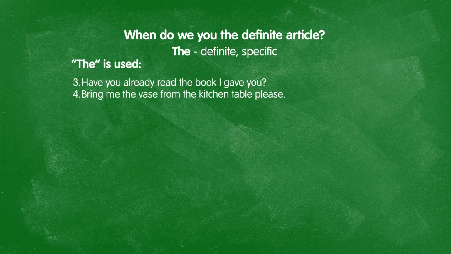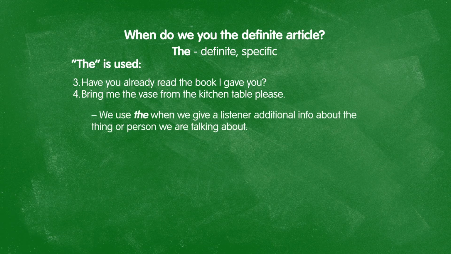Another example that we could say would be, have you already read the book I gave you? Or another example, please bring me the vase from the kitchen table. We use the here when we give a listener additional info about the thing or the person that we're talking about. If you asked me, which vase should I bring you? The answer would be, the vase in the kitchen.